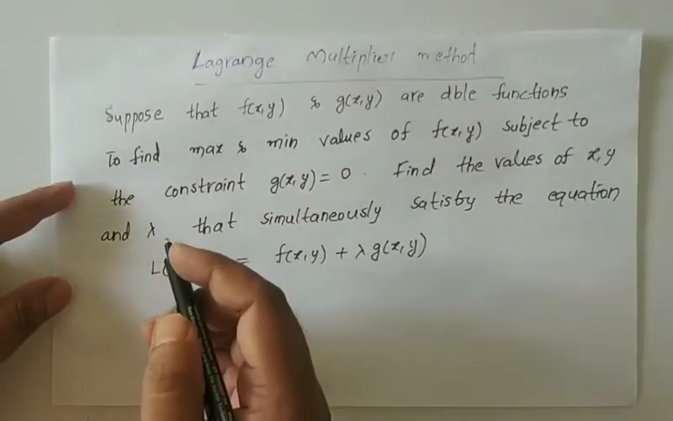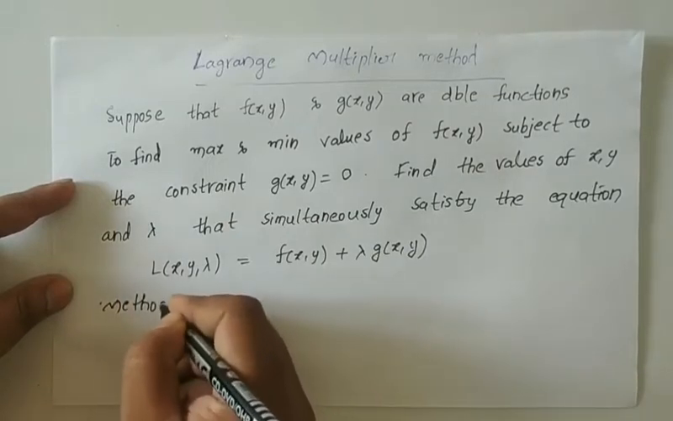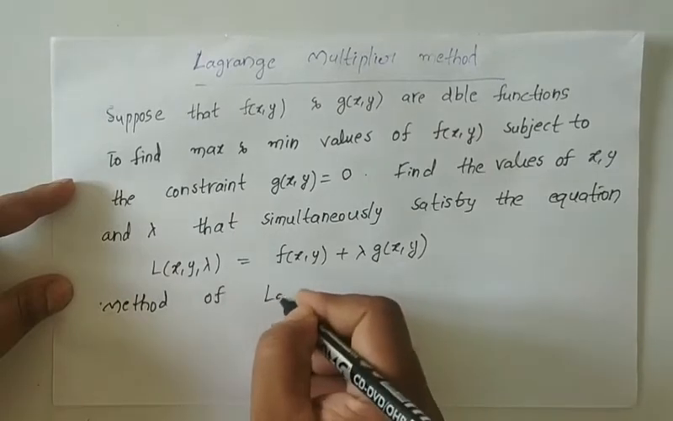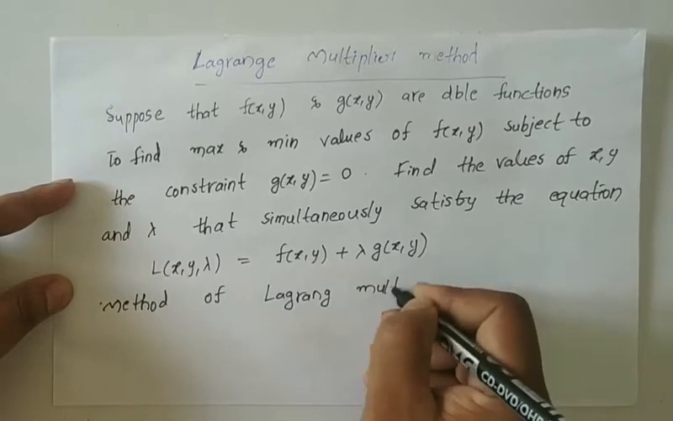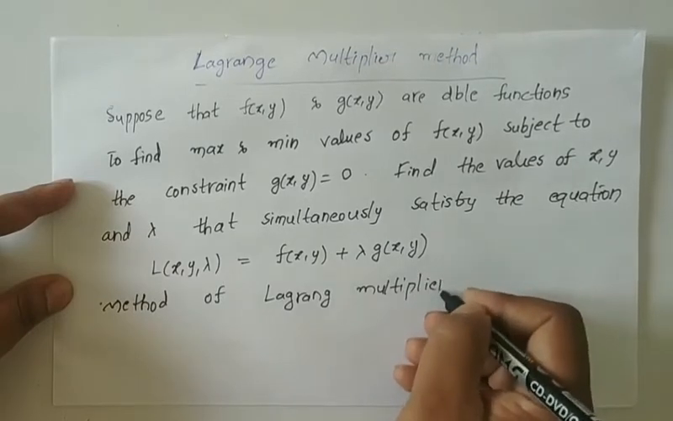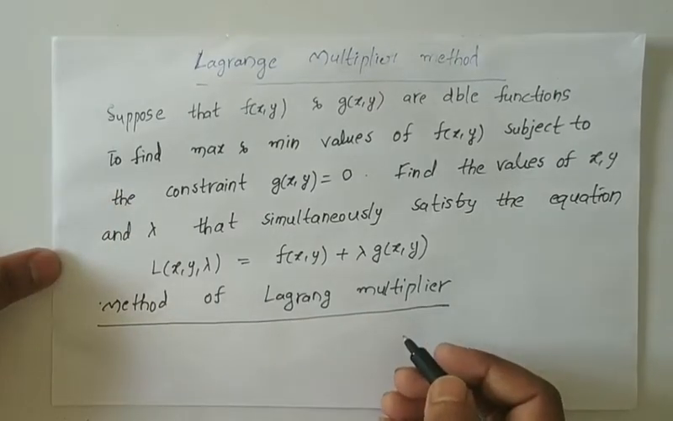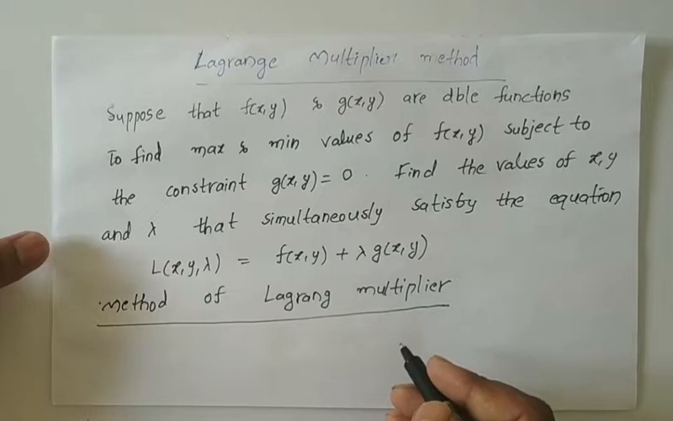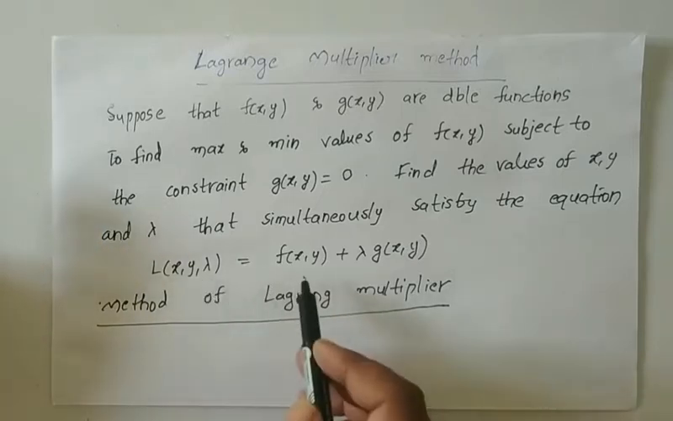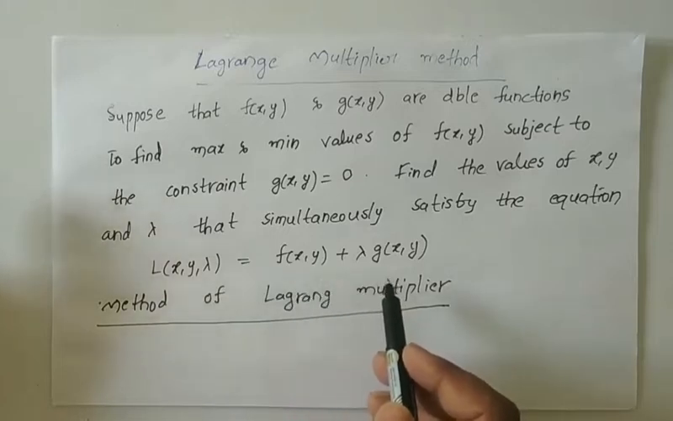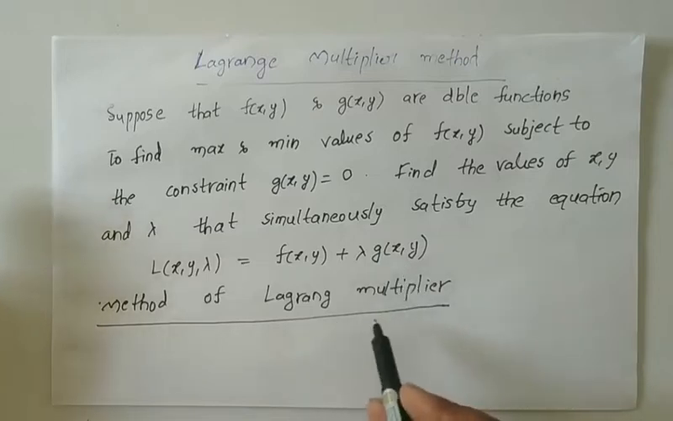Listen, students, method of Lagrange multiplier. Now let us see how to find maximum and minimum of a function of 2 variables, that is f of x, y, subject to the constraint g of x, y is equal to 0, by using Lagrange method.